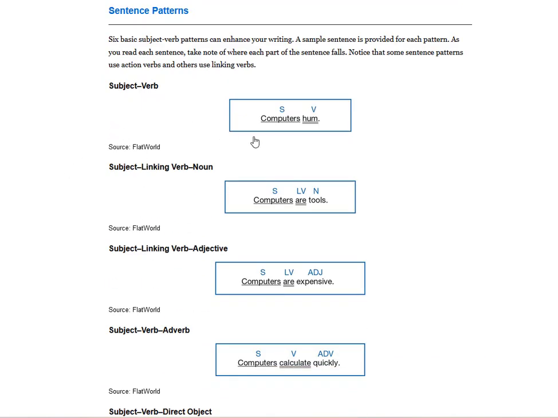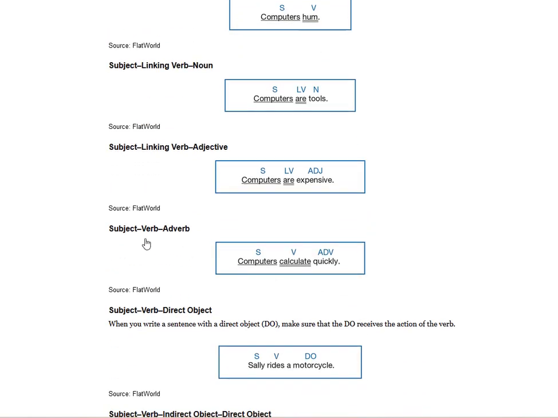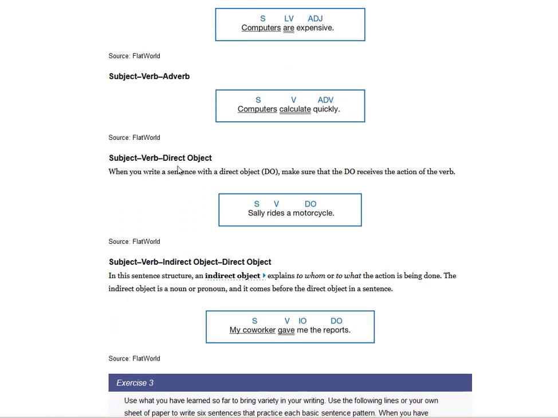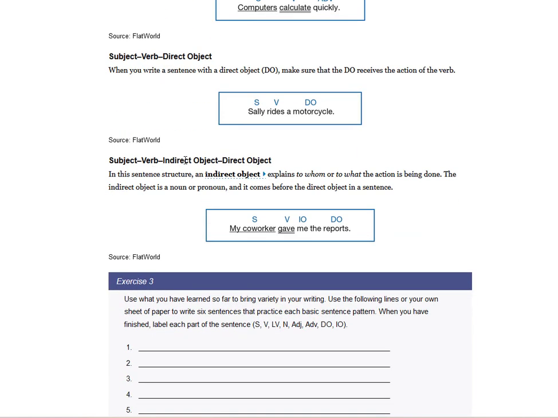Subject, verb. Computers hum. Subject, linking verb, noun. Computers are tools. Subject, linking verb, adjective. Computers are expensive. Subject, verb, adverb. Computers calculate quickly. Subject, verb, direct object. She rides a motorcycle. Subject, verb, indirect object, direct object.